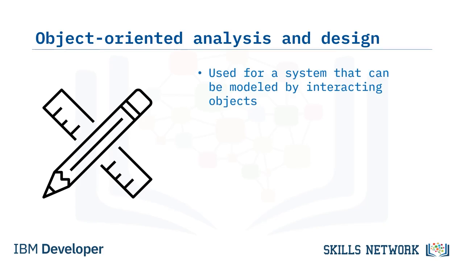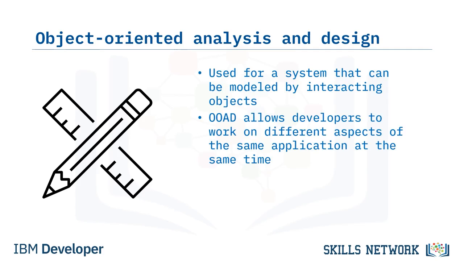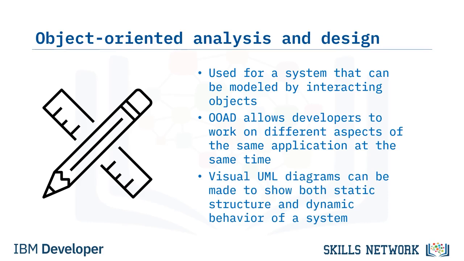OOAD is used for a system that can be broken down into objects that interact with each other. In this way, multiple developers can work on different aspects of the application at the same time. As noted earlier, visual UML diagrams can be created that show both the static structure and dynamic behavior of a system. We've seen a couple of examples of behavioral UML diagrams already, so now let's look at a structural UML diagram called a class diagram next, now that we know what classes are.